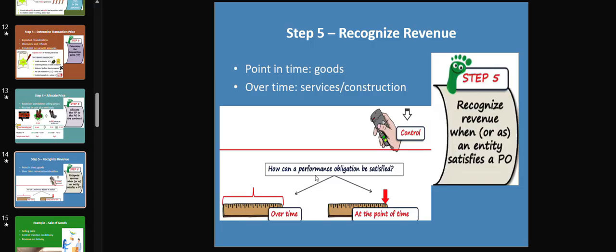The second option is at a point in time. This is for selling a product, like a car. The revenue hits the books in the exact amount when the keys are handed over to the customer, or the control is passed to the customer.